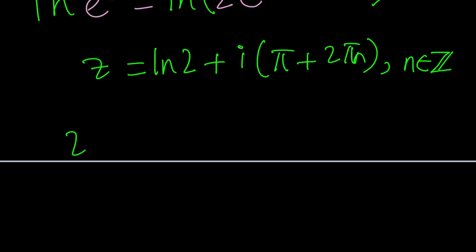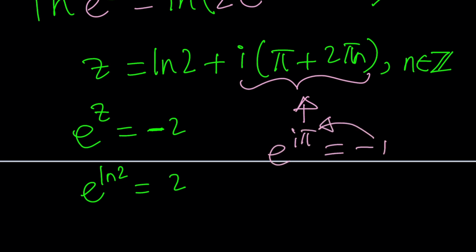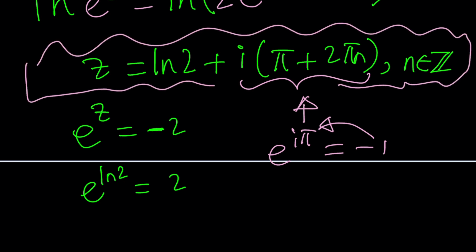So here's the thing. Now, e to the ln 2, if you think about it, e to the ln 2 is 2. Where does the negativity come from? From the imaginary world, from the imaginary part, of course. e to the i pi is always negative 1. That's how you can complexify negative 1 in the complex world. Anyways, so that should be our solution. Or if you wanted to get the principal value, replace n with 0 and you'll get the answer.